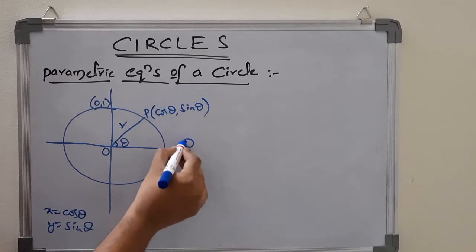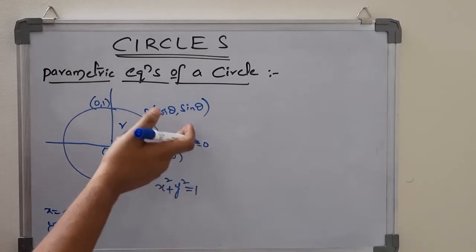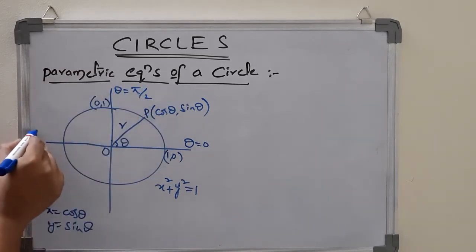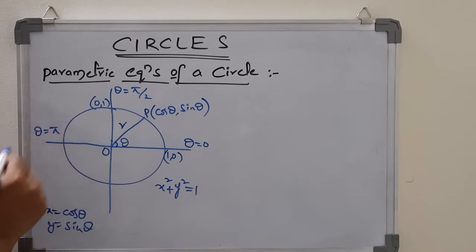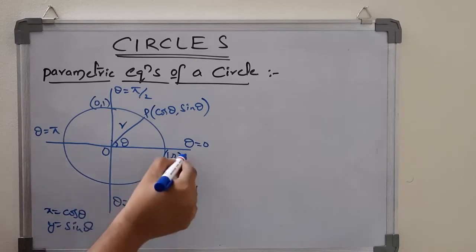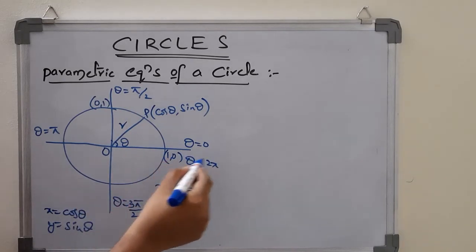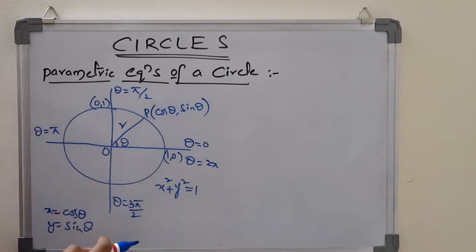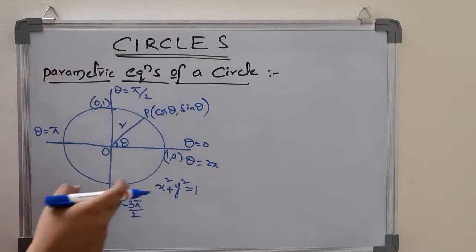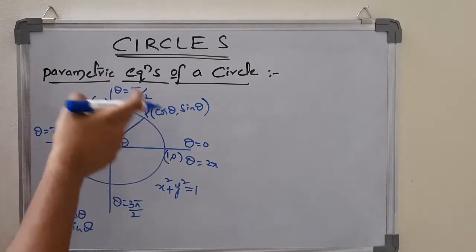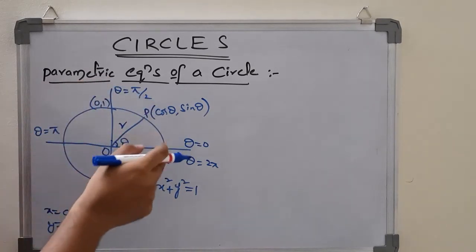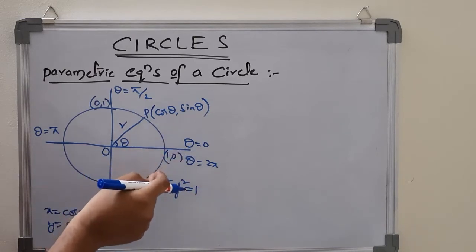First of all, this is theta equal to 0. As you move forward, theta becomes pi by 2 here, and here theta is equal to pi, 180 degrees, and it becomes 3 pi by 2, 270 degrees here. Here again theta is equal to 2 pi, that is 360 degrees. So the direction of theta is always counterclockwise. So the direction of the parameterization of this circle is also the counterclockwise direction.